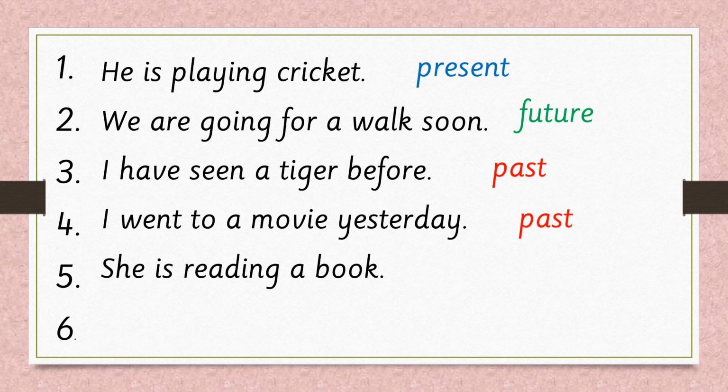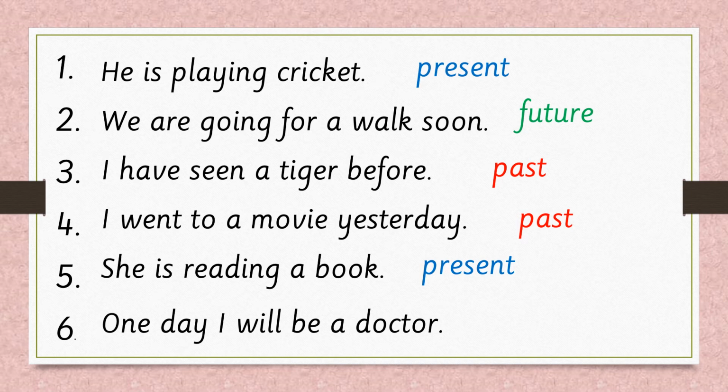5, she is reading a book. Present tense. Is reading. Happening now. 6, one day I will be a doctor. And that is, of course, future. I will be. It's going to happen in the future. So you should have had present, future, past, past, present, future.